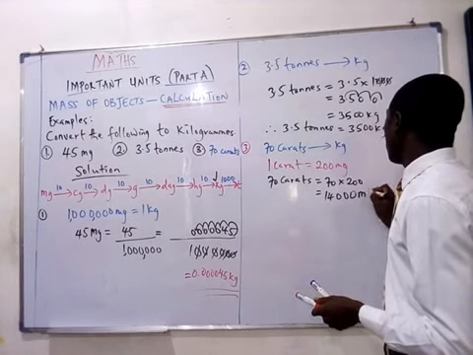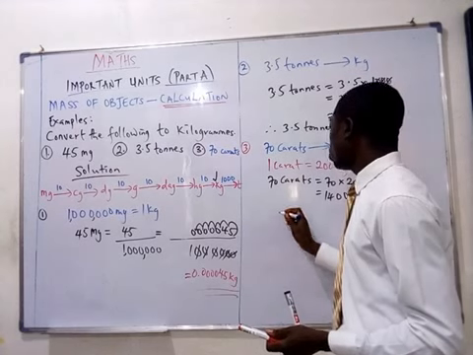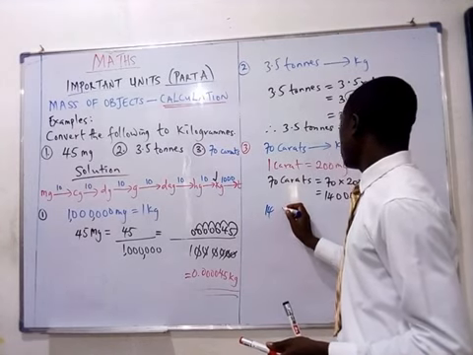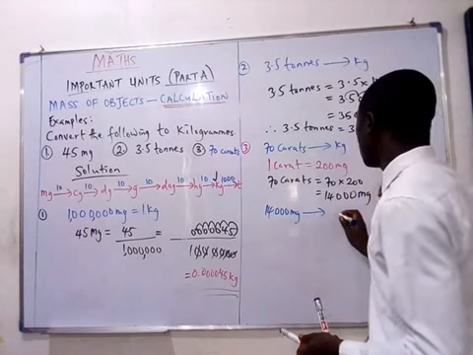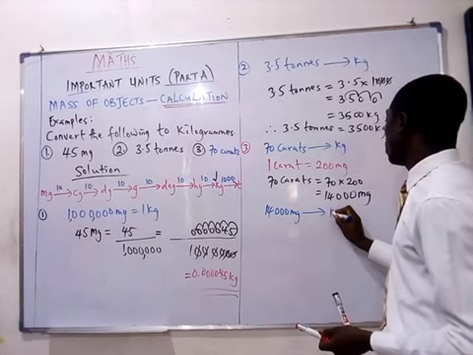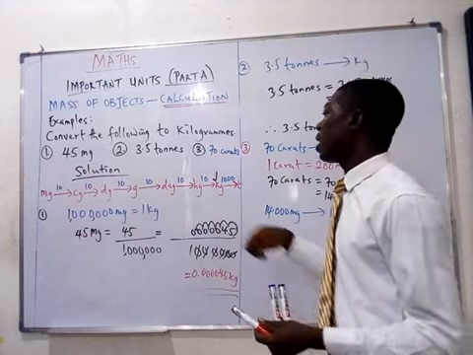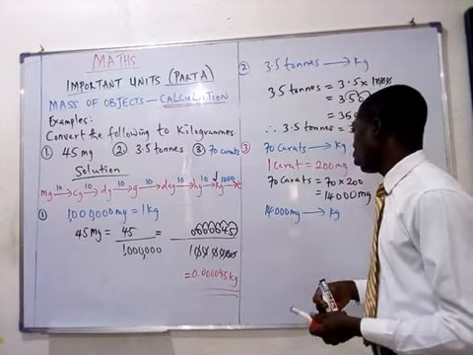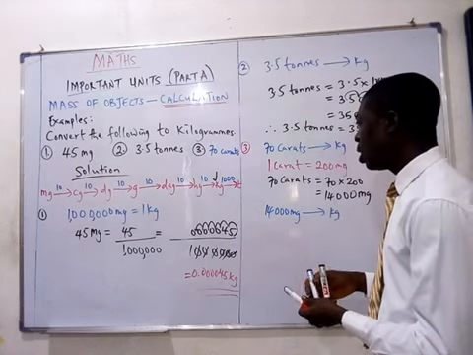But this 14,000 you have gotten is in milligrams. So what are you going to do now? You are going to change this 14,000 milligrams now. You are going to turn it to kg. Again, look. What's the connection between milligram and kilogram? The connection is 1 million.